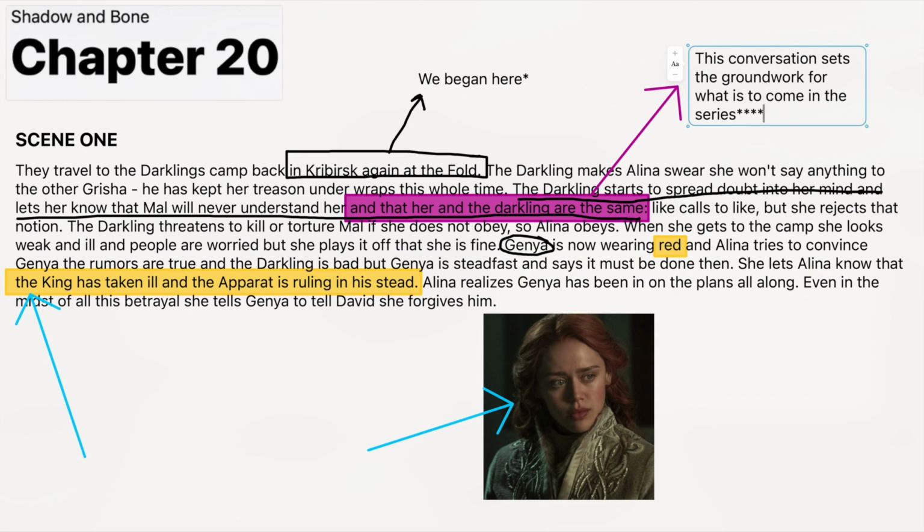I could do a whole video on how to outline a series, but this series is also pretty good to show that. And yes, this conversation sets the groundwork for what Alina and the Darkling are going to go through in other books. And then we have this human moment, I guess. For Alina, we really are reminded who Alina is. In the midst of all of this betrayal and hurt, she tells Genya to tell David she forgives him for making the collar for her.